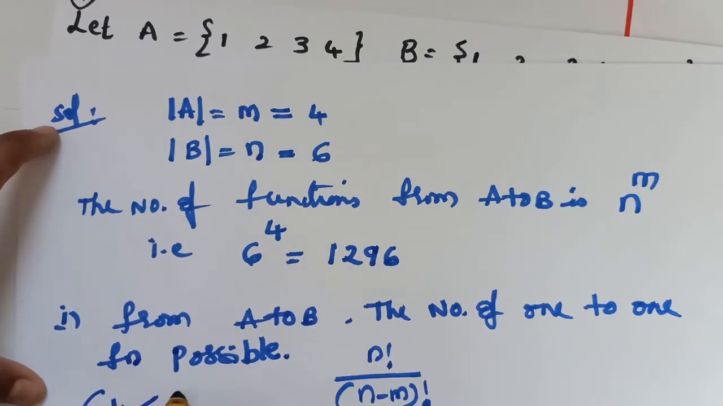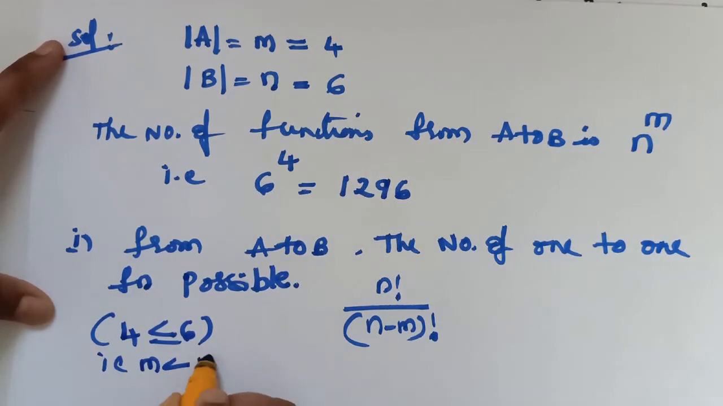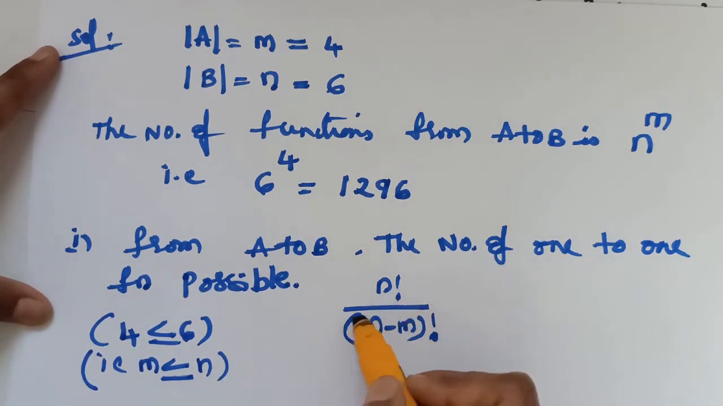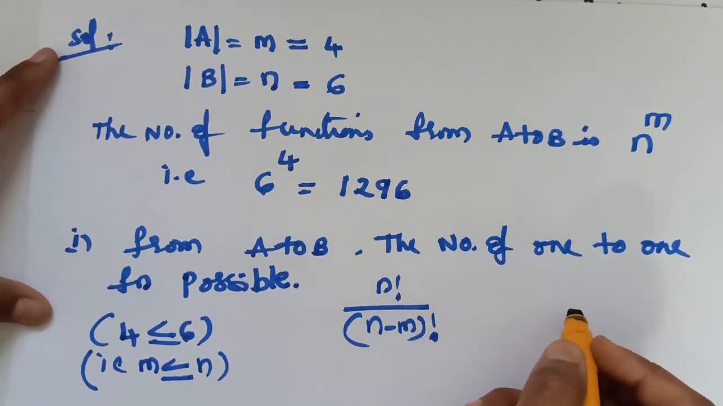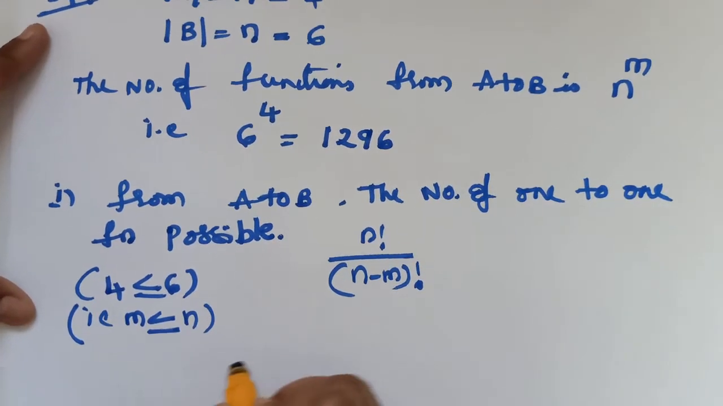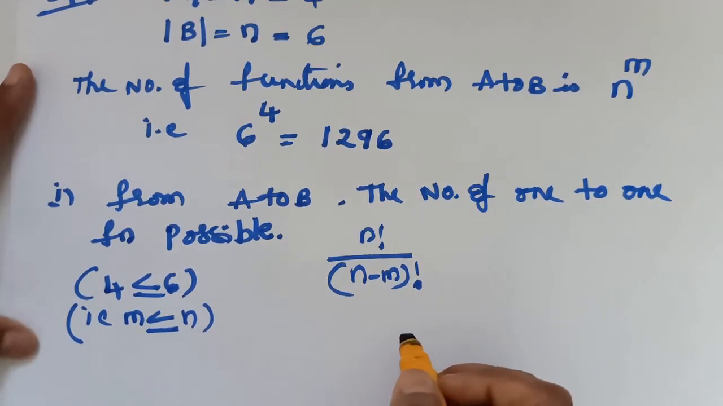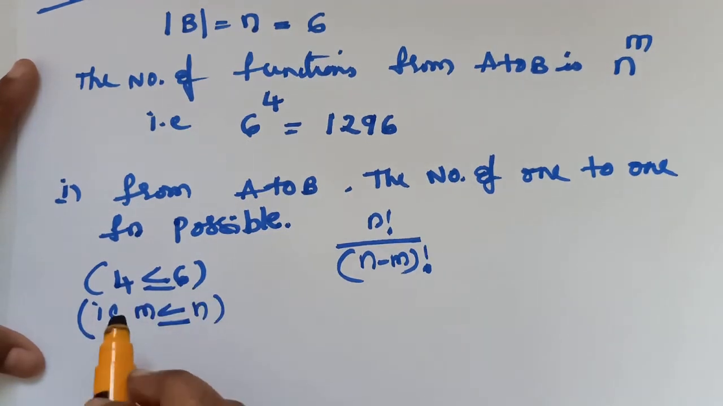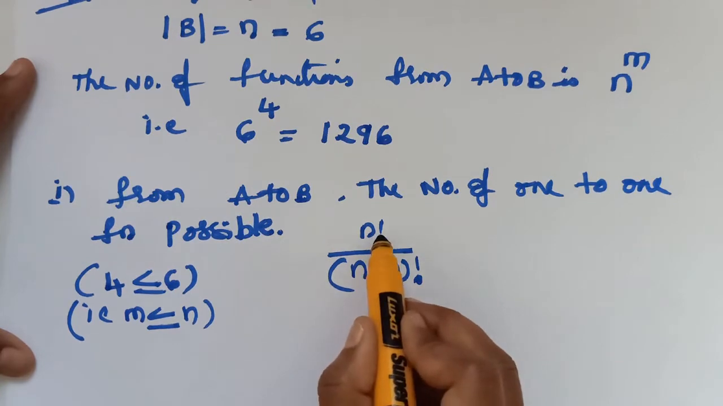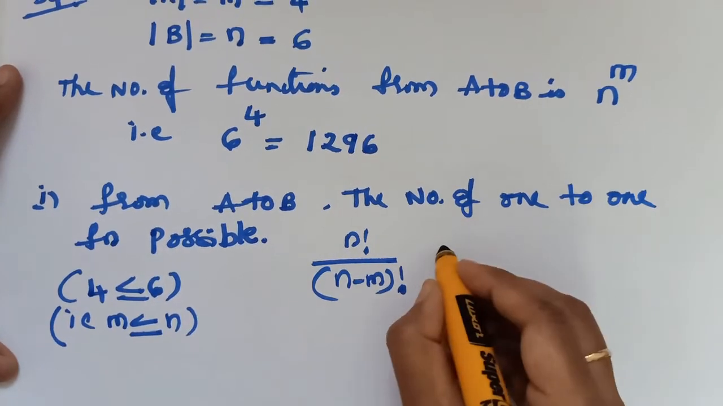4 less than or equal to 6, that is m less than or equal to n. When m is less than or equal to n from A to B, there are n factorial by n minus m factorial 1-to-1 functions. When m is greater than n, there are no 1-to-1 functions. Here the condition is satisfied. Here m is less than or equal to n, therefore there exists n factorial by n minus m factorial.